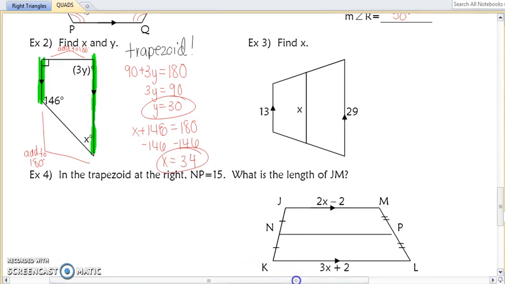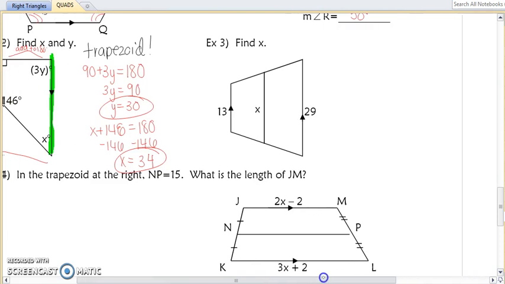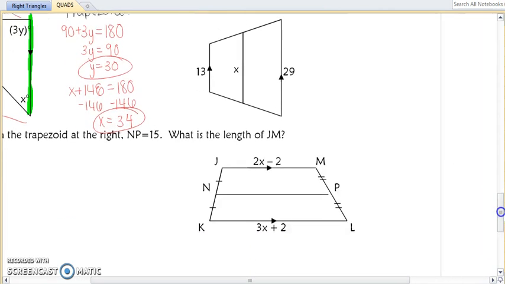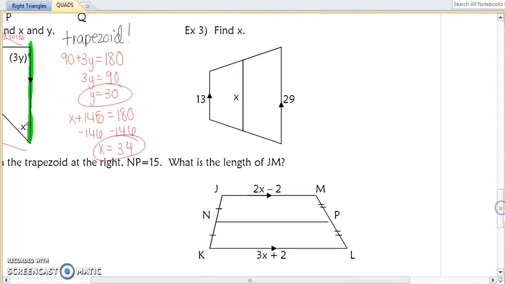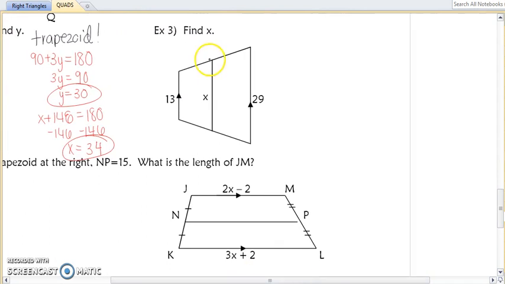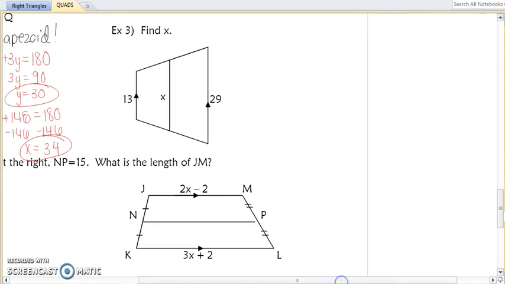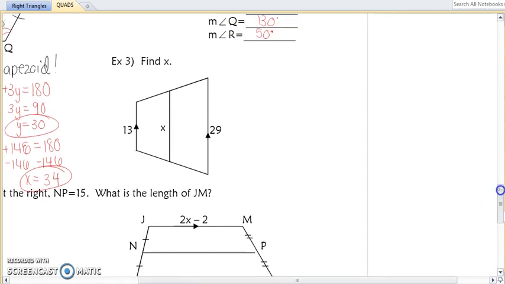So those deal with the measures of the angles in a trapezoid. For the next two problems, 3 and 4, we're dealing with the mid-segment, because this measure is in the middle of the trapezoid. It has nothing to do with angles. So let's think about our formula for the mid-segment. It's on the top part of this page. Mid-segment is equal to base 1 plus base 2 divided by 2.